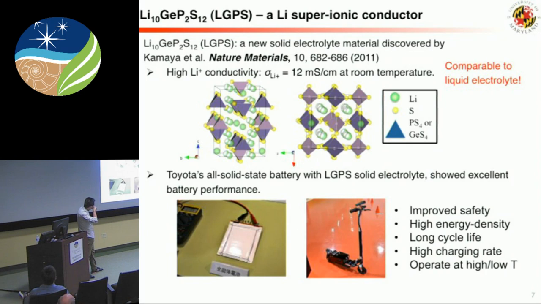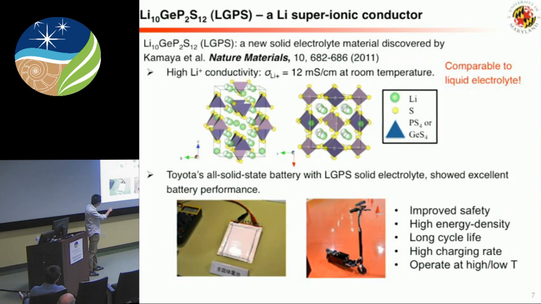Okay, so just a little bit of background about this new battery technology. This field really took off with a paper by Toyota and the Tokyo Institute of Technology, in Nature Materials in 2011. What they found was a big breakthrough: a brand new material with this composition, lithium germanium P2S12, often shortened to LGPS. Its crystal structure looks like this, and it's a completely new crystal structure.